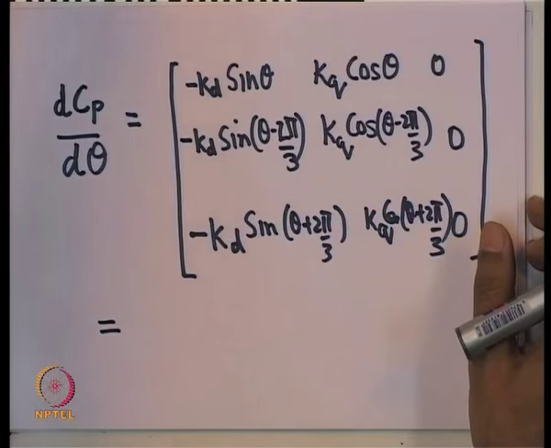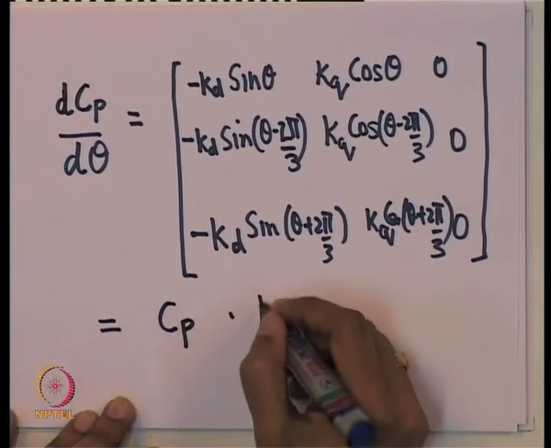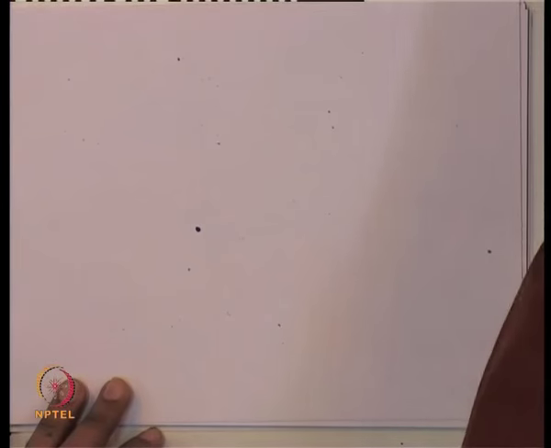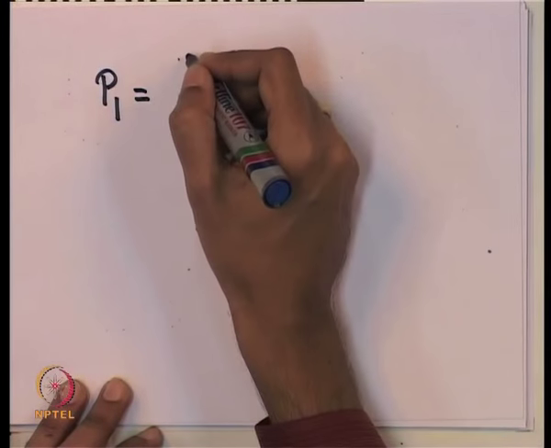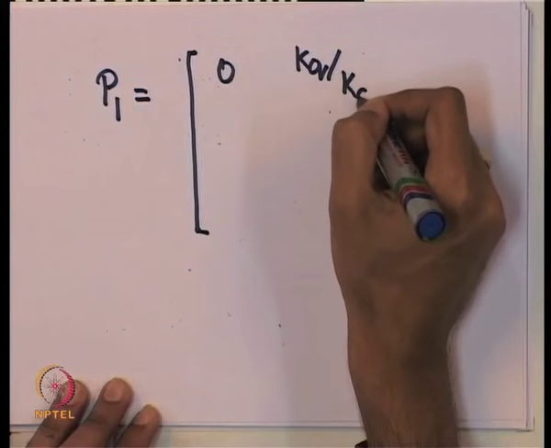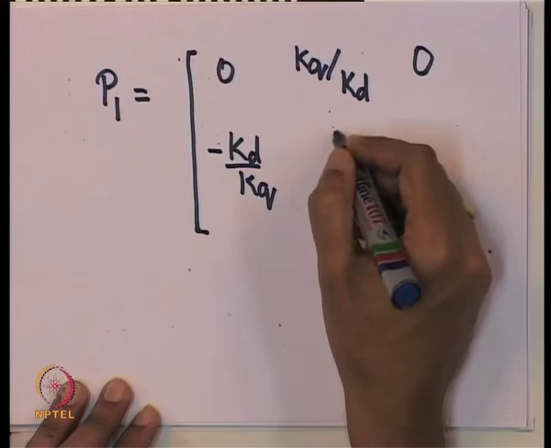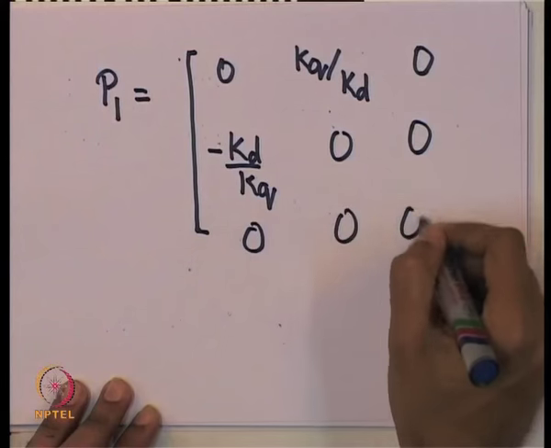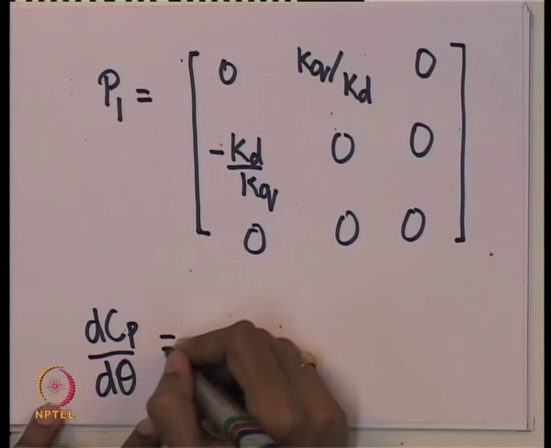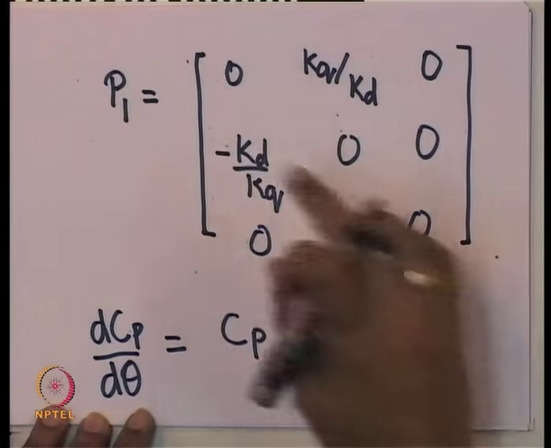So, by inspection you can really make out that this is nothing but C_p into a matrix P_1, where P_1 is nothing but 0, k_q by k_d, 0, minus k_d by k_q, 0, 0, and 0, 0, 0. So, let me just repeat, d C_p by d theta is equal to C_p times P_1, okay, where P_1 is this.